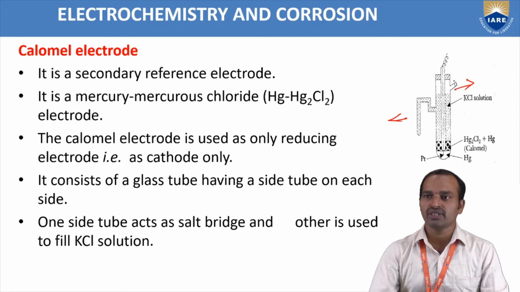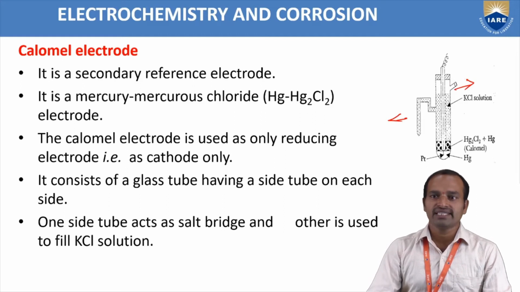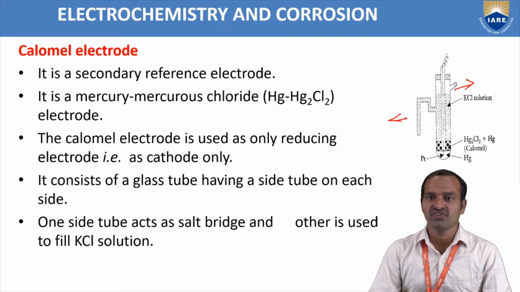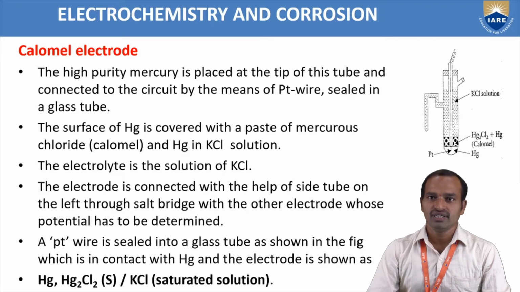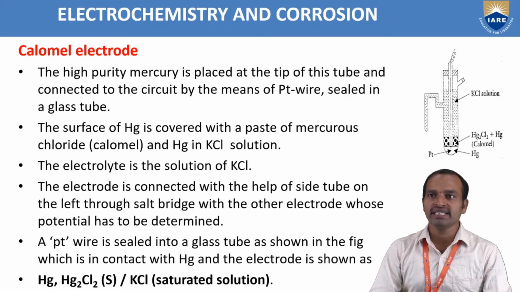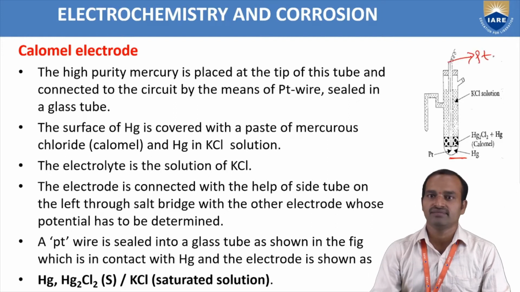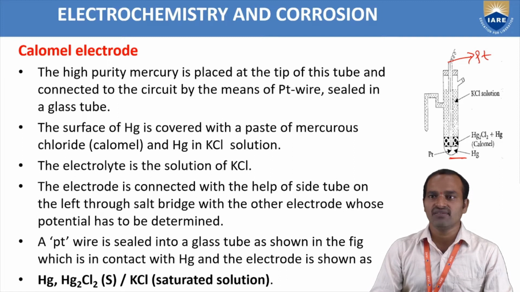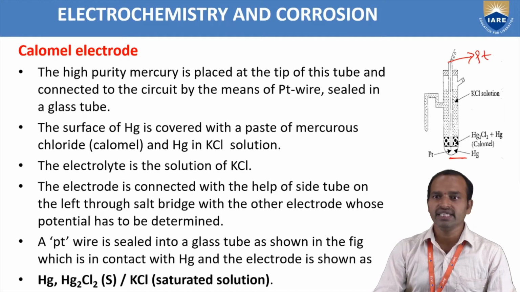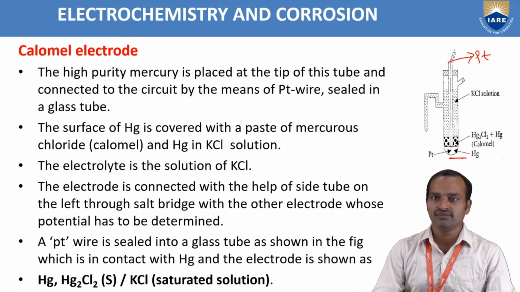By using one side we pour the KCl solution. One side tube acts as a salt bridge and the other is used to fill the KCl solution. High purity mercury is placed at the bottom of the tube and connected to the circuit by means of platinum wire. In the diagram, at the bottom we take the mercury, and to this we connect the platinum wire. The surface of Hg is covered with a paste of mercurous chloride, that is calomel, and Hg in KCl solution. The electrolyte is the solution of KCl.